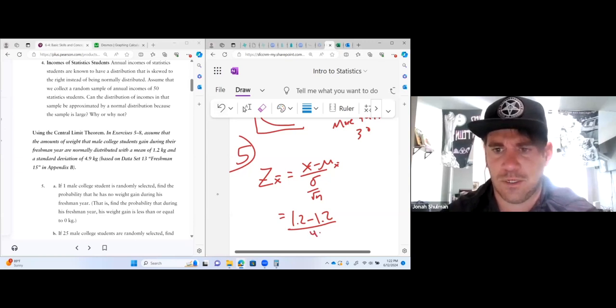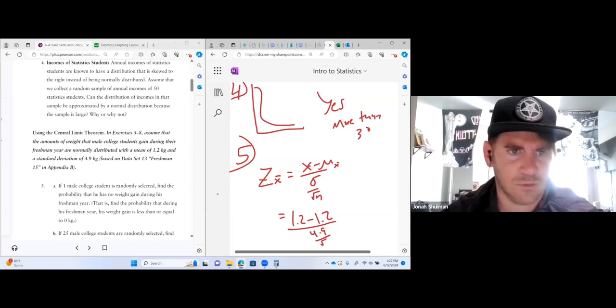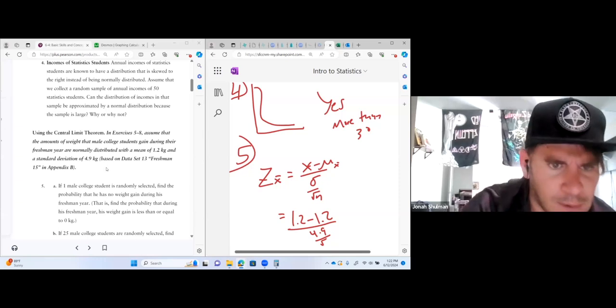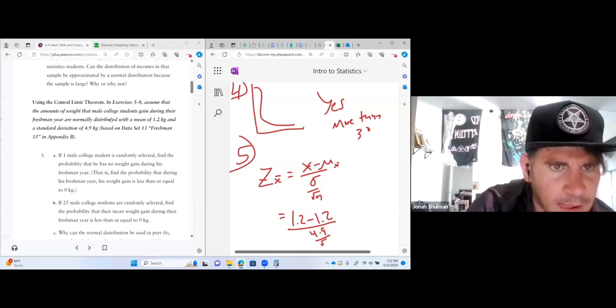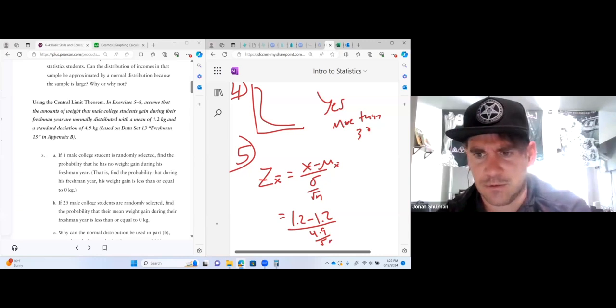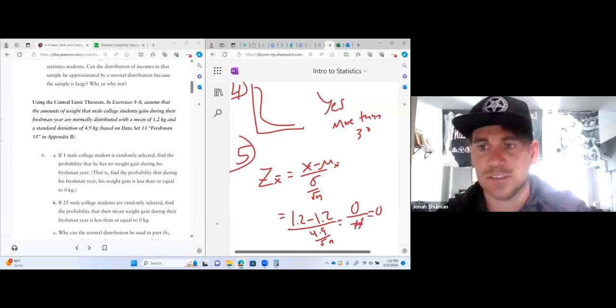Which is 4.9 divided by the square root of n. It doesn't give us the n. That's okay, because 0 divided by anything is still going to be 0, no matter what this value is. So our z is 0.